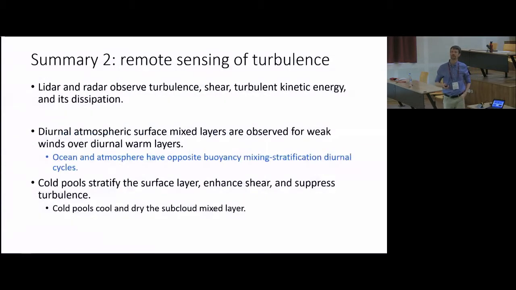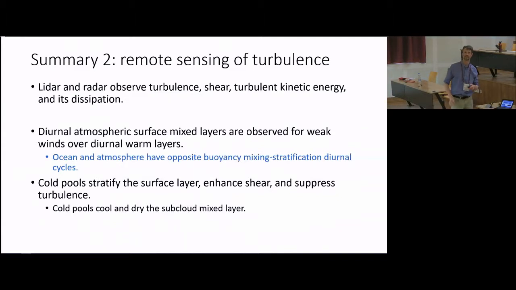And so we actually remotely sense this turbulence in the atmosphere, and I didn't show it, but our collaborator Emily and other collaborators observed the turbulence in the ocean at the same time. And so we can also observe the shear and the turbulent kinetic energy and its dissipation. The diurnal atmospheric surface mixed layer are observed when there's weak winds and diurnal warm layers in the ocean. And I mentioned already that the ocean and atmosphere have opposite diurnal cycles of mixing and stratification.